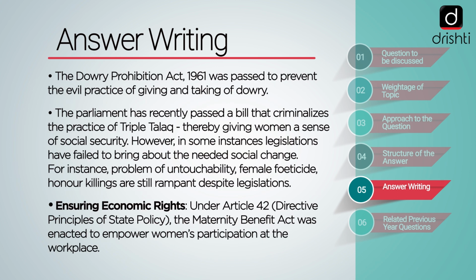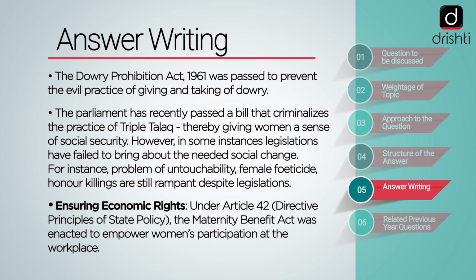Moreover, the Dowry Prohibition Act of 1961 was passed to prevent the evil practice of giving and taking dowry. The Parliament has recently passed a bill that criminalizes the practice of triple talaq, thereby giving women a sense of social security. However, in some instances, legislations have failed to bring about the needed social change. For instance, the problem of untouchability, female feticide, honor killings are still rampant despite legislations.